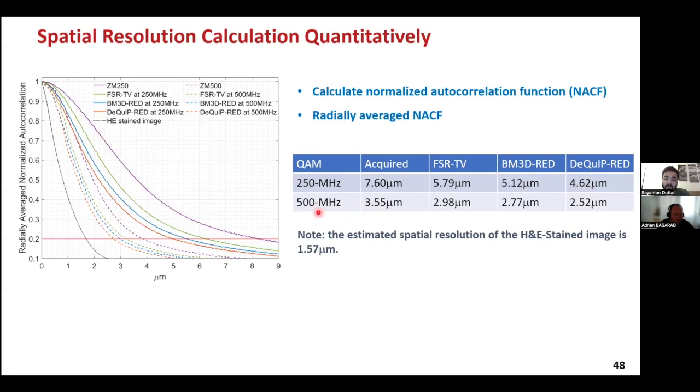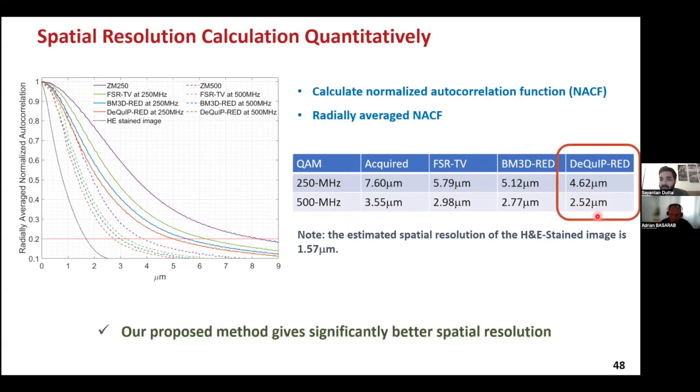And also with 500, the initial was 3.55, where our proposed result is 2.52. Compared to the BM3D and total variation, you can see there is a significant improvement for the spatial resolution. And so this is the main observation right now, and we are trying to improve the result right now in a 3D RF data space. And currently we are working on this 3D RF data.